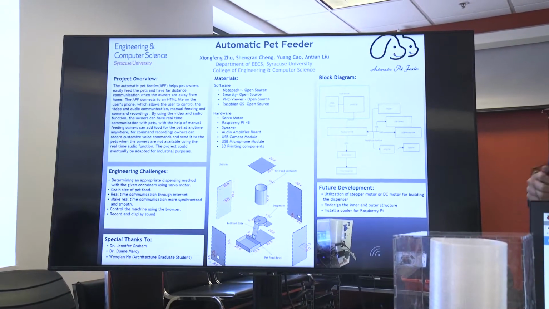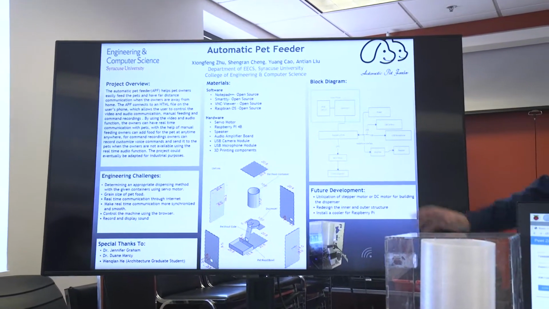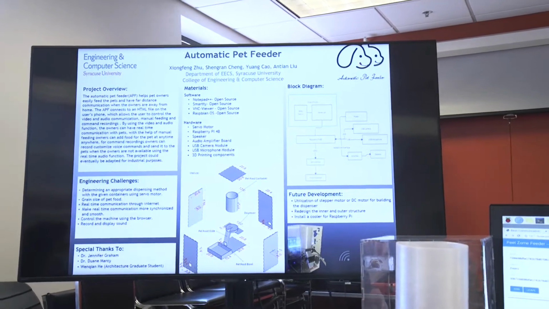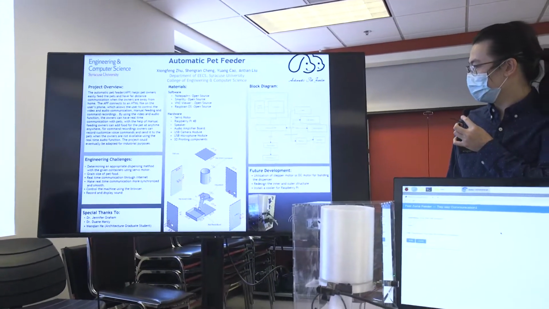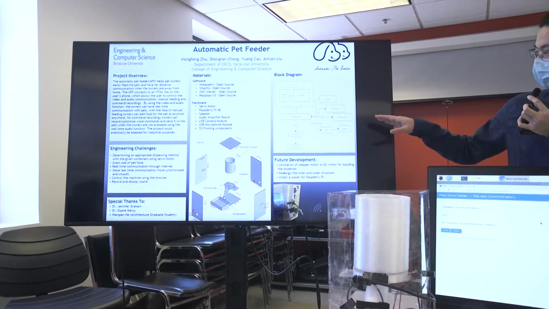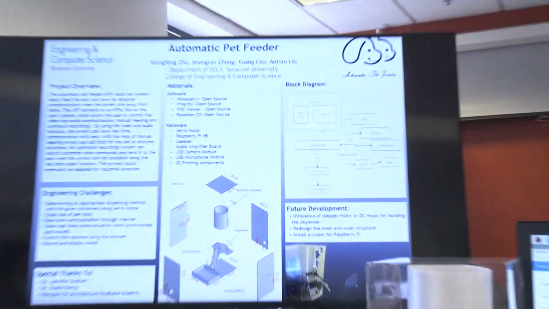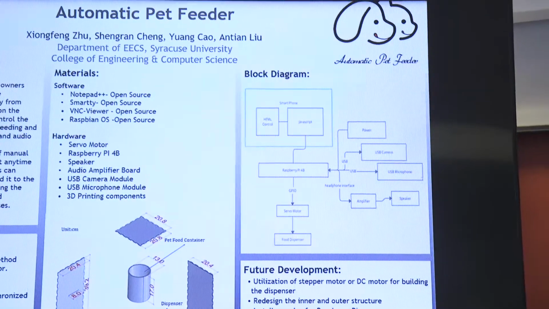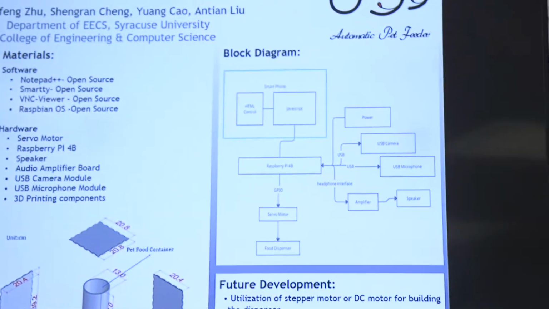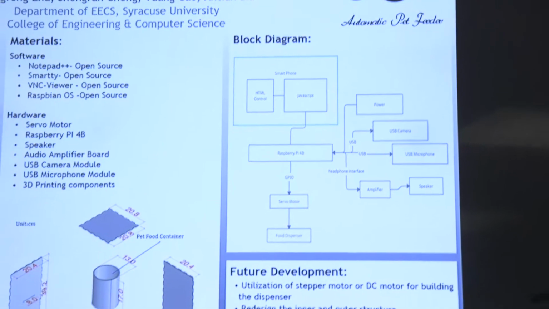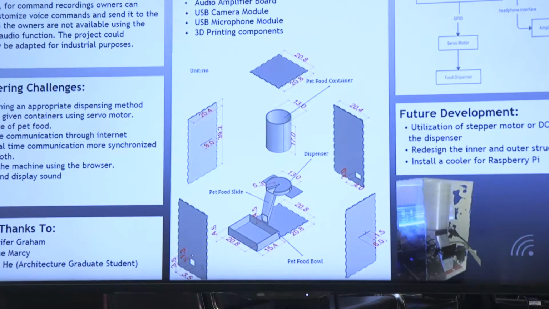This is our block diagram. Our goal is to use a smartphone, opening HTML in a browser, to control the machine. We connect a USB camera and a USB microphone for the video and audio part, and we have a speaker to output the voice. The servo motor is used to control the food dispenser to release food. So now let's go through the real demo.